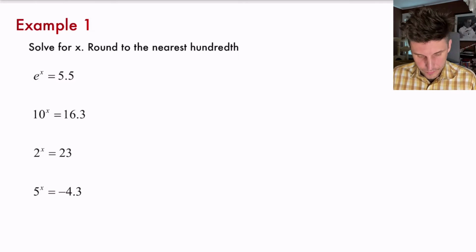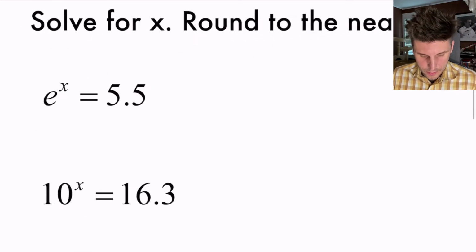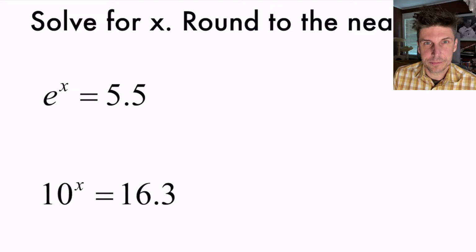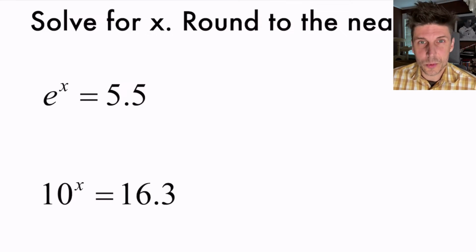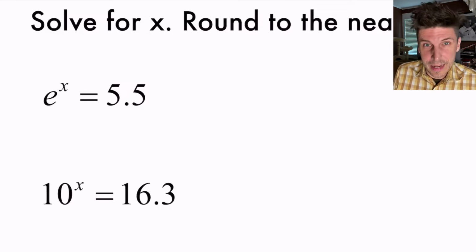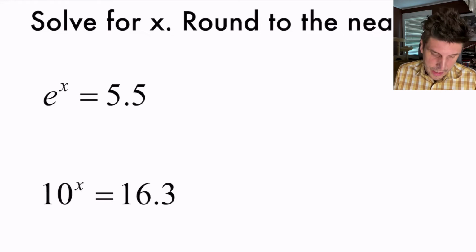First one. We need to solve for x. And they say round to the nearest hundredth. That means we can use a calculator. So we want to know e to what power equals 5.5. That's not obvious. That's not like, oh, 2 to the x is equal to 8, so x is equal to 3. Now this one is like, I don't know. I could estimate, I suppose. But that's a tough one.